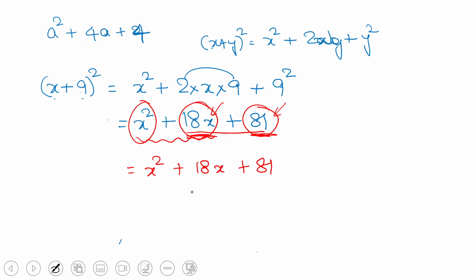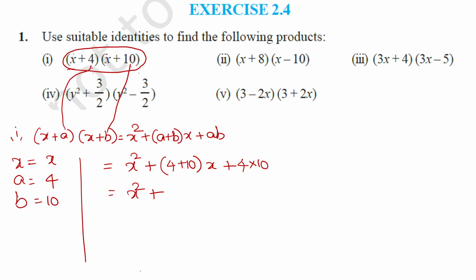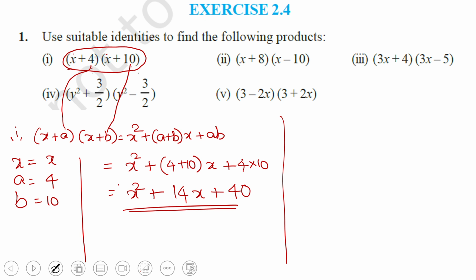So that equals x² plus... sorry, yeah, 4 plus 10. 4 plus 10 is 14x, plus 4 times 10 is 40. Is it right? Did you understand the first one? Let us see the second one.